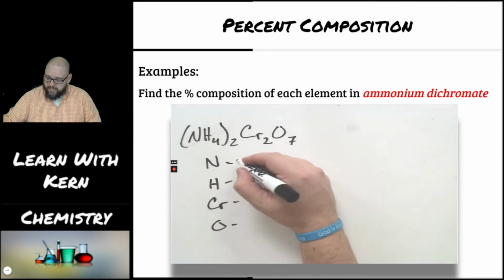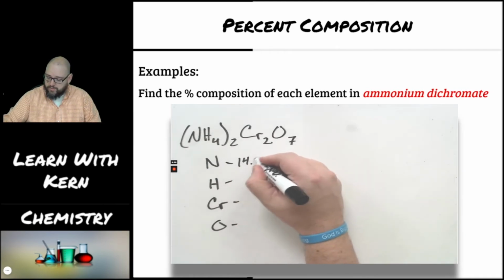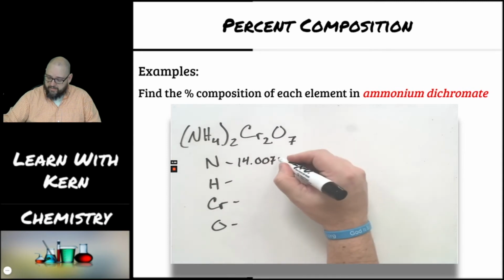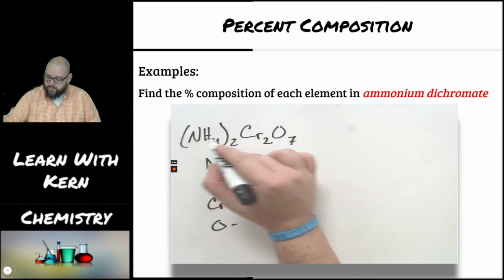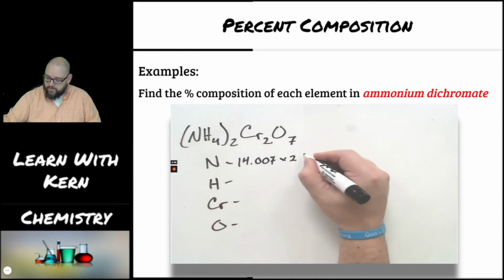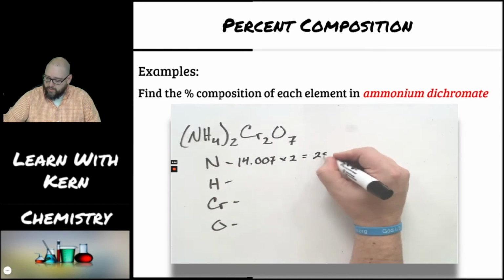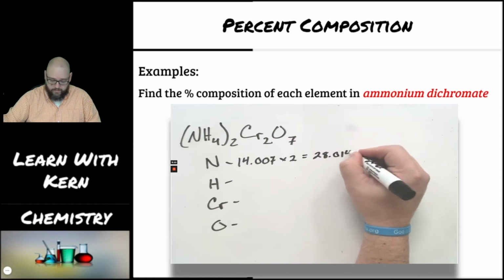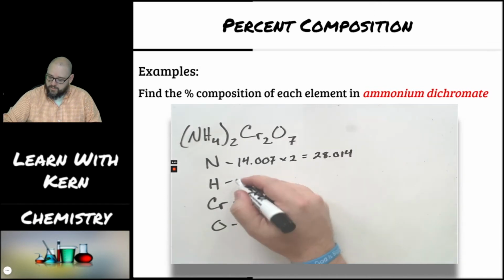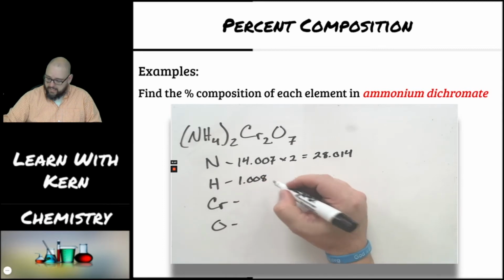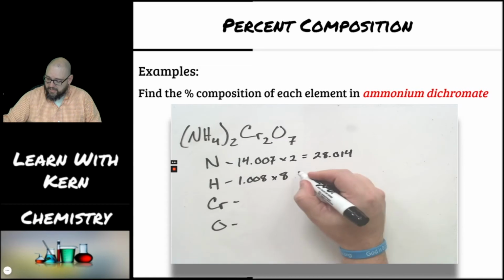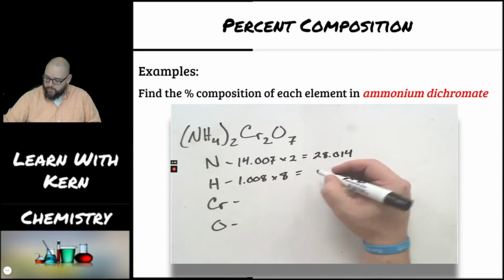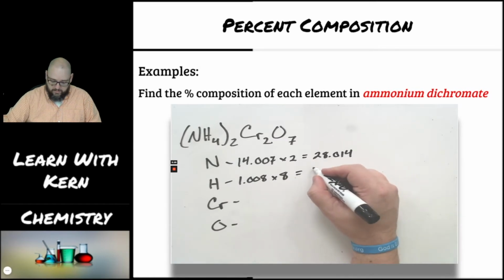So nitrogen has a molar mass of 14.007, and there are 2 nitrogens. I have N times 1 nitrogen here times 2. So there are 2 nitrogens. That's a total mass of 28.014. Hydrogen's molar mass is 1.008, and there are 4 times 2, that's 8 hydrogens in that compound. So that's a total mass of 8.064.